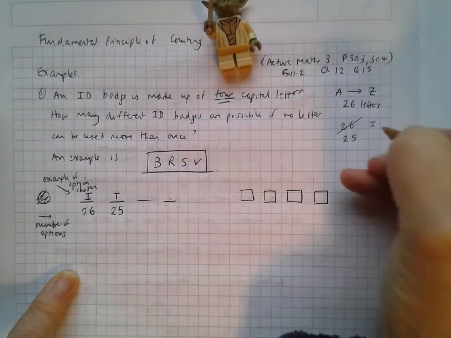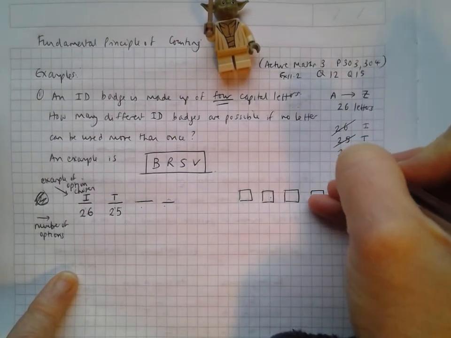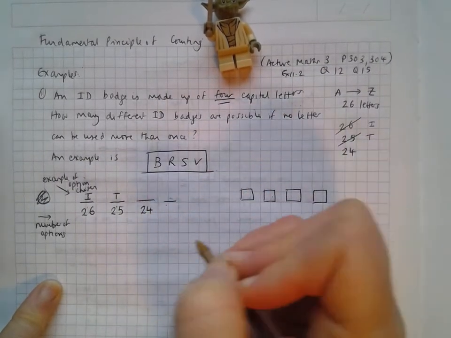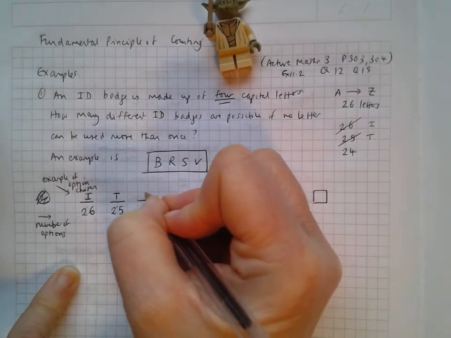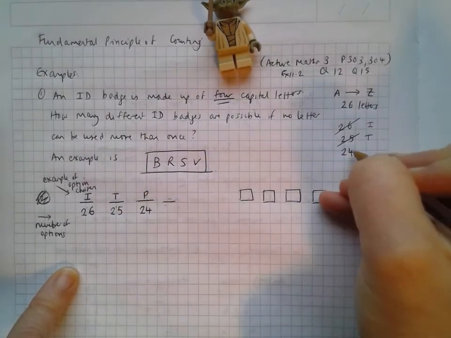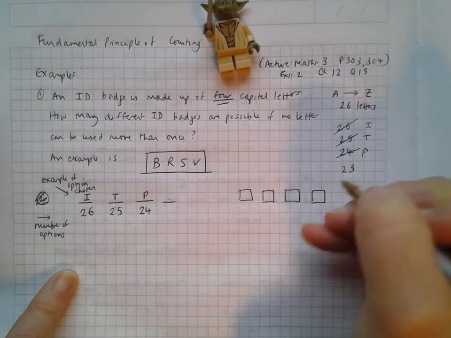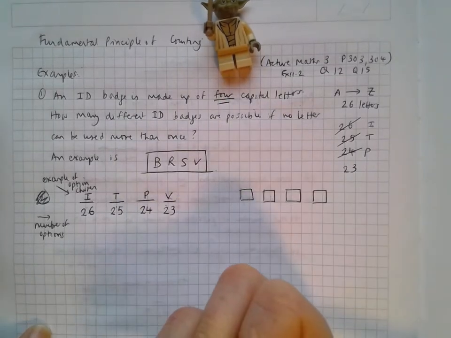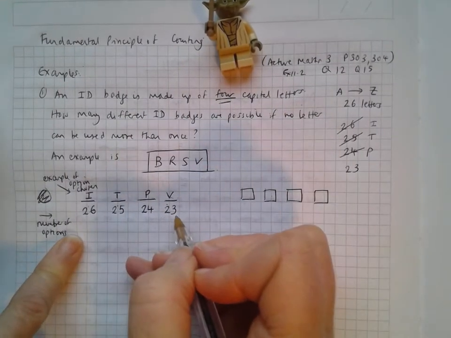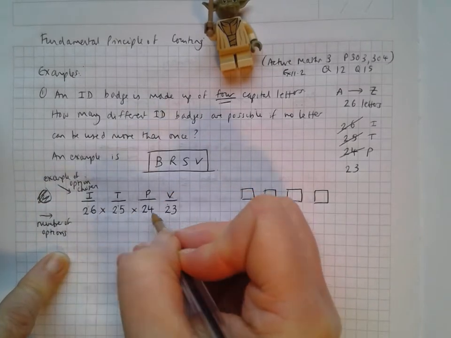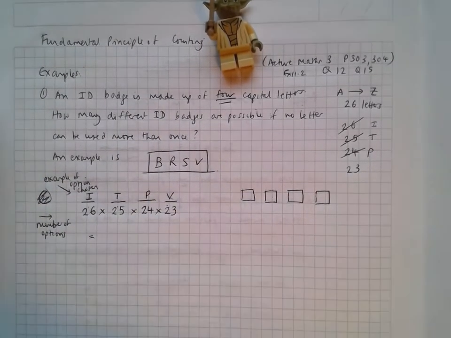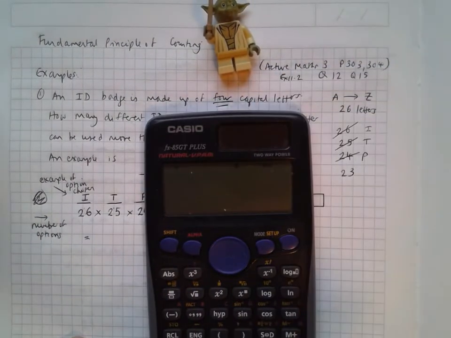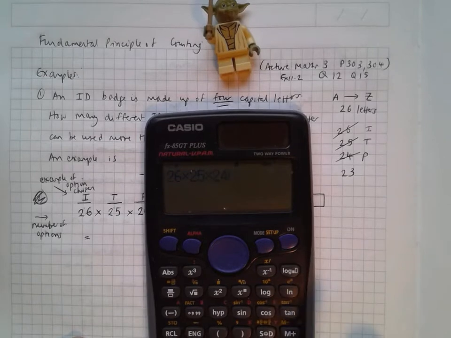Okay, so T is now gone, and I've now got 24 letters left. Okay, 24 letters could go in here, any of those 24 letters. Let's say we choose P. So P is now gone, and there's 23 letters left to choose for the last space. And let's say we choose V. Okay, so our fundamental principle of counting says I now multiply these numbers. 26 by 25 by 24 by 23. So I just do that on my calculator. 26 by 25 by 24 by 23.